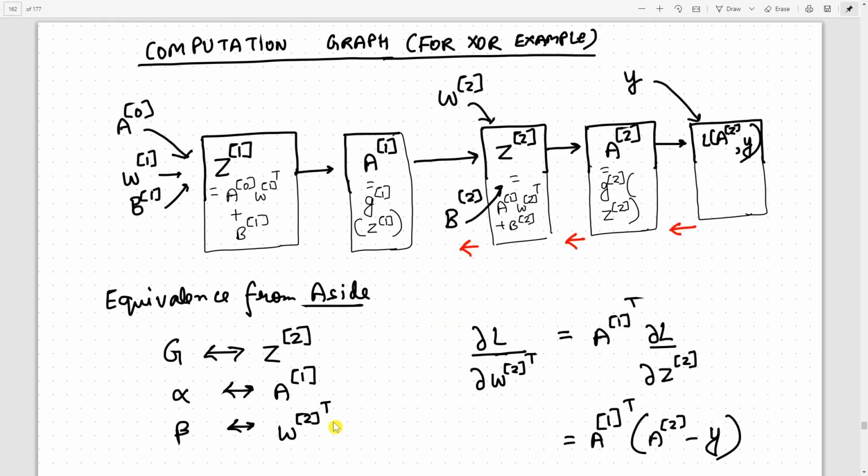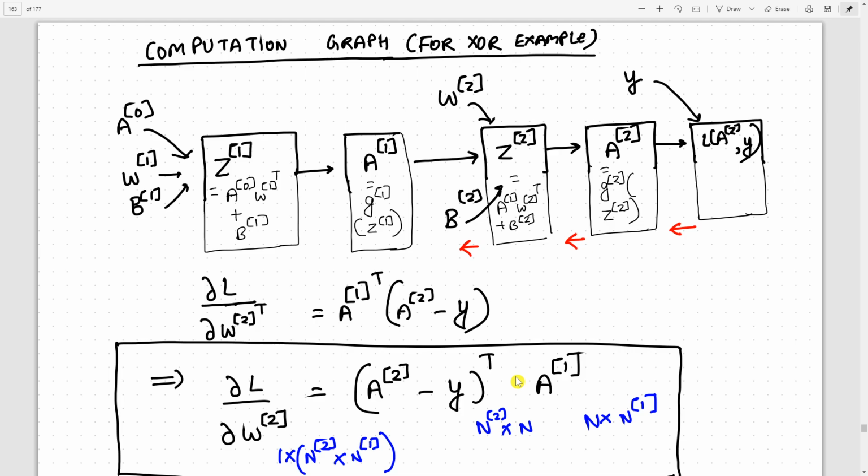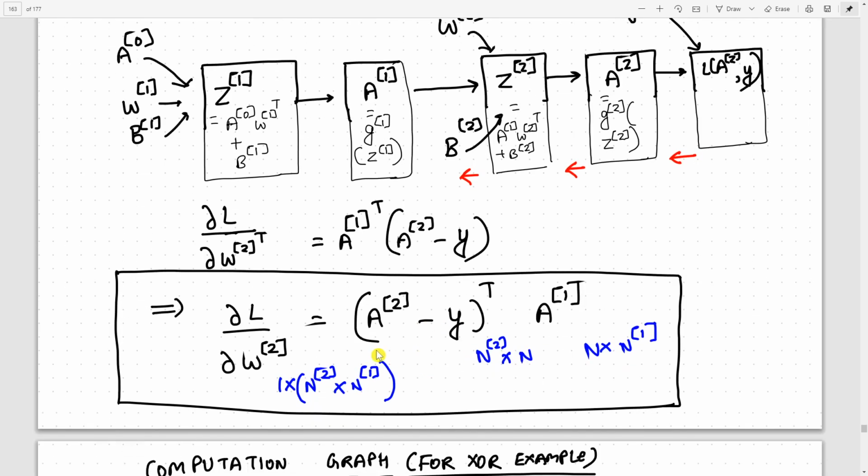If we write that down, del L by del W2 transpose is alpha transpose A1 transpose times del L by del Z2. Del L by del Z2 we've already calculated to be A2 minus Y, and A1 transpose we just write this way. So we can now compute del L by del W2 transpose, but in the gradient computation we actually want the gradient with respect to W2 and not with respect to W2 transpose. So we can just take a transpose of this entire term to get what we want.